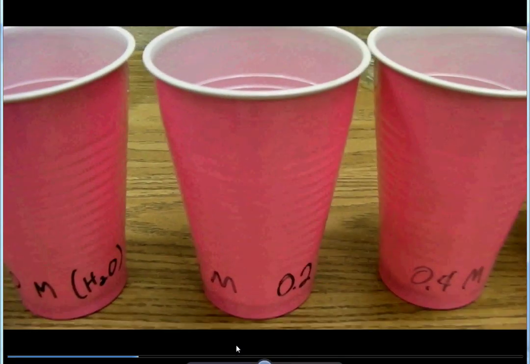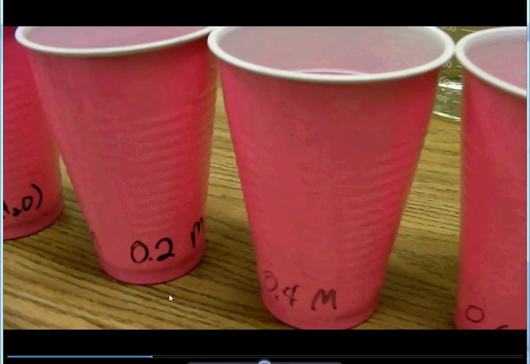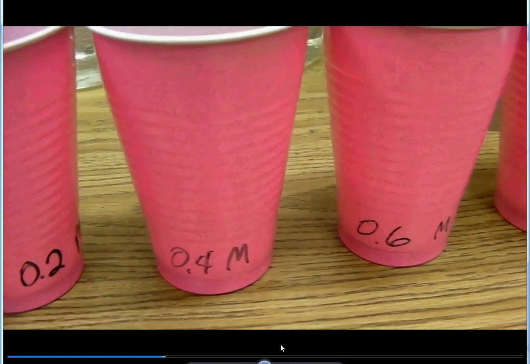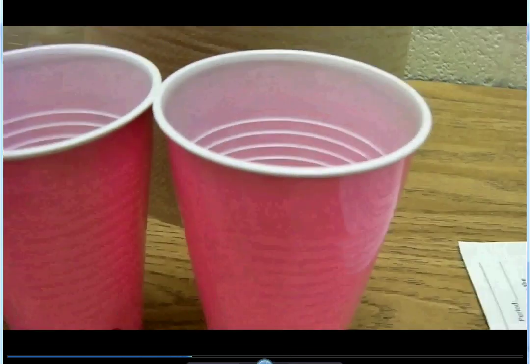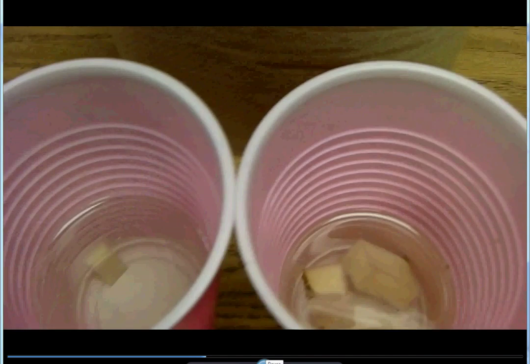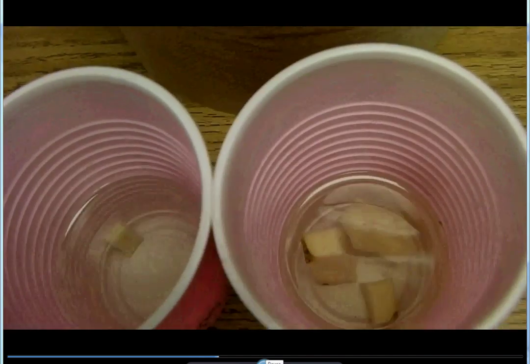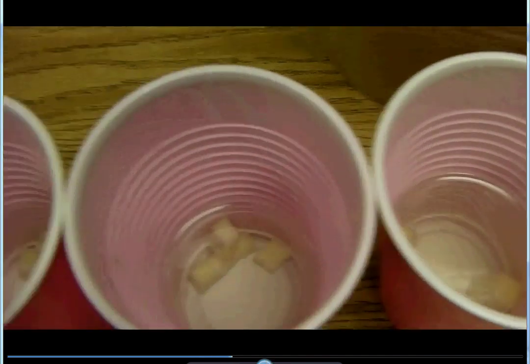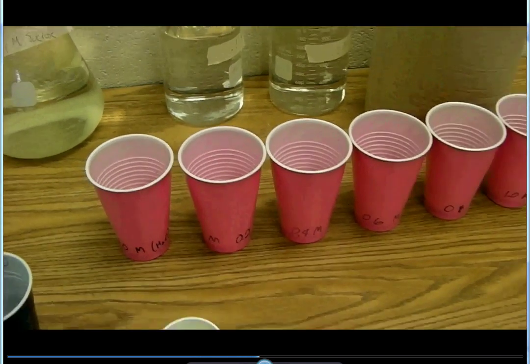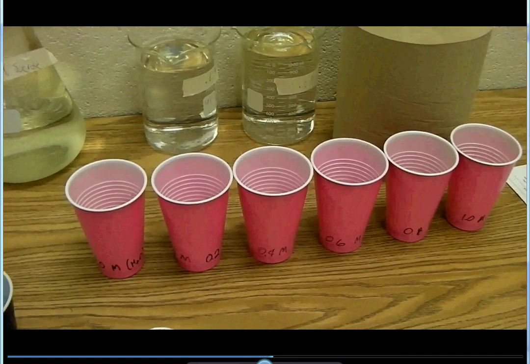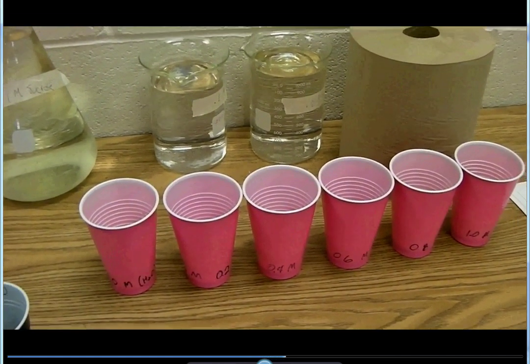Here's the 0 molar cup, so just water. Here's the 0.2 molar cup and 0.4, 0.6 molar solution, 0.8 molar solution, and the 1.0 molar solution of sucrose. Again, this is the carbohydrate or sugar that's going to kind of balance out with the starch that's in the potato. So there's the setup with the potatoes in there.